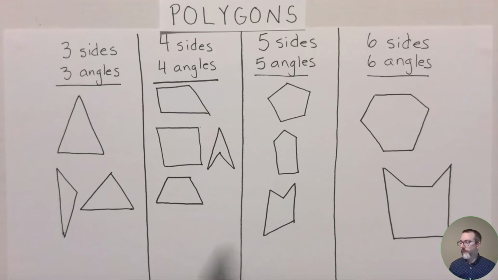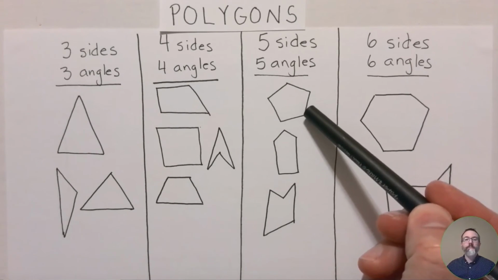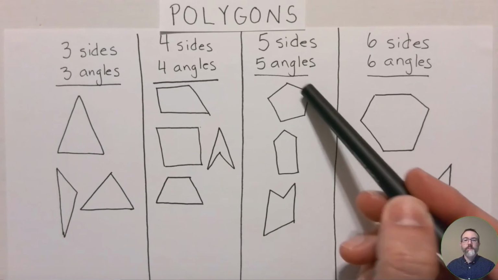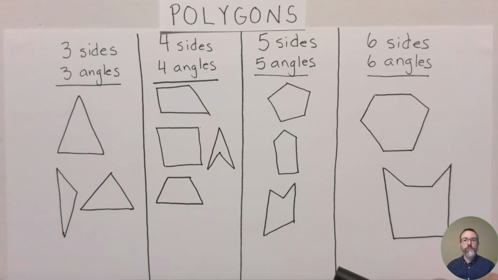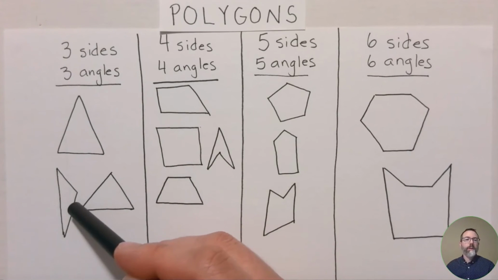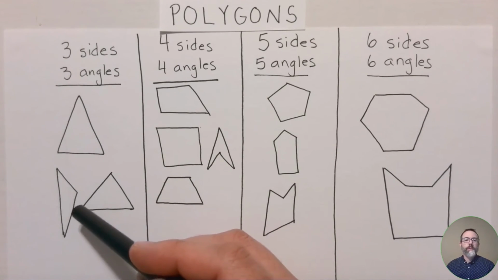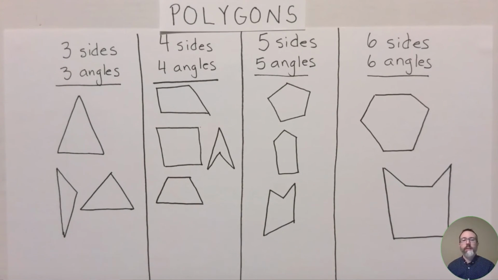So let's look at these shapes. Is this a polygon? Yes, it has 5 sides and it is a closed shape. Is this a polygon? Yes, it has 3 sides and it is a closed shape. Again, as long as it is a shape that is made up of straight lines and is closed and has 3 or more sides, it is a polygon.